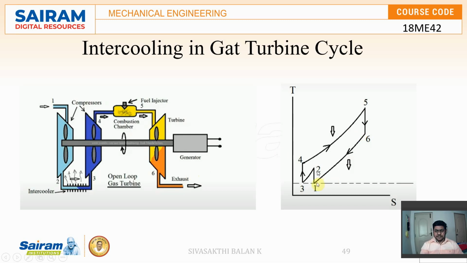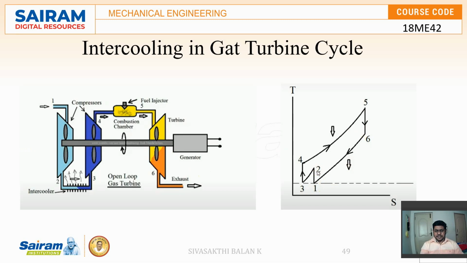The TS diagram we can start with the initial condition 1. 1 to 2 is an isentropic process. Temperature increases, entropy remains constant. The moment it reaches the intermediate pressure P2, it releases its heat at the intercooler and the temperature decreases to the initial condition, that is, P3 is almost equal to P1, keeping the pressure constant.